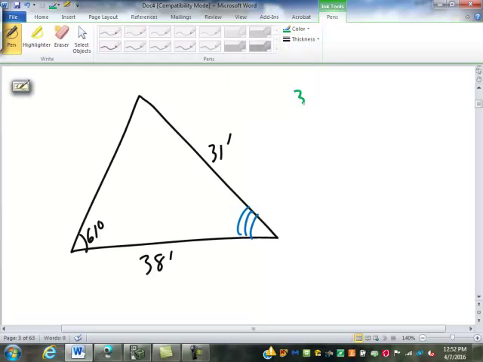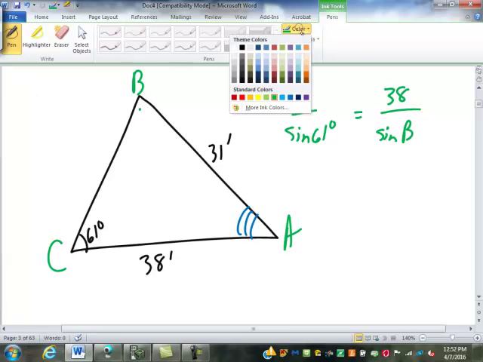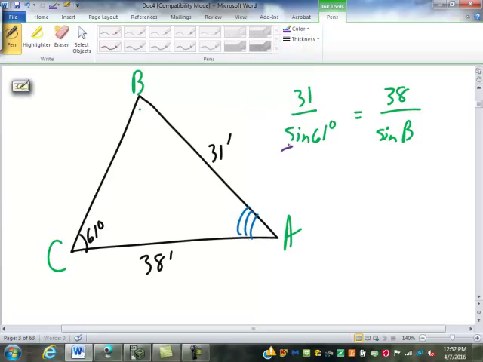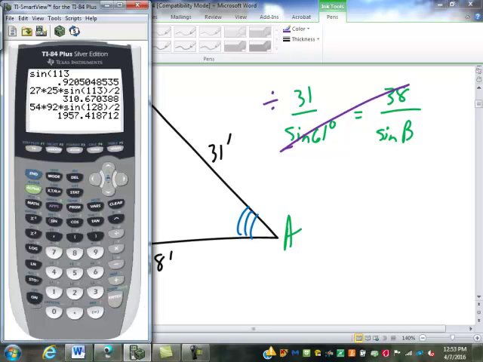We can do 31 over the sine of 61 degrees equals 38 is the only other piece of information, but that's going to be this angle up here. So I'm going to label these A, B, C here. So that's going to be over the sine of angle B. So I will cross multiply and divide: sine 61 times 38 divided by 31. Gives us, oh, there's a problem. This one isn't going to work, is it?